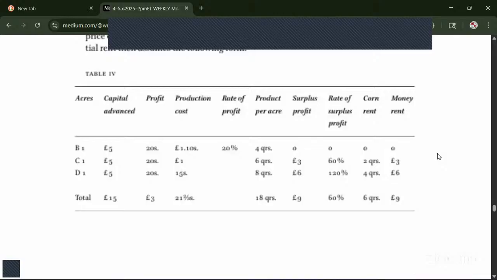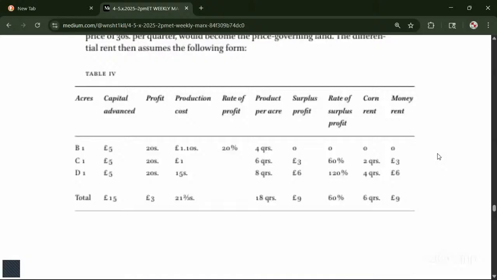Total capital advance is 15 pounds, profit 3 pounds. Production cost is 21 and 2/3 shillings. Rate of profit, 20%. Product per acre, 18 quarters. Surplus profit is 9 pounds. Rate of surplus profit is 60%. Corn rent is 6 quarters, and money rent is 9 pounds.